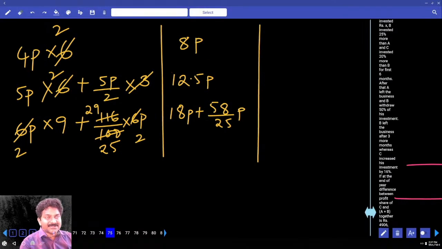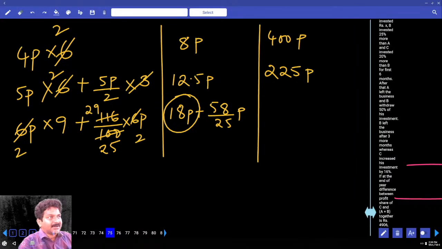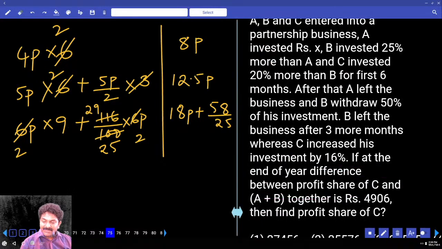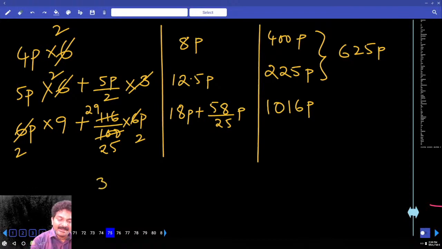So I am multiplying every number with 50. 58 times 50 is 400, 50 has 0 and the decimal can be cancelled. 125, 2 times, 225. 50 times of this number 900. 50 times of this number 116. 900 plus 116, 1016 parts. Now we were given the difference between C share and AB share. A and B both together receive 625 parts. C is getting 1016. Difference is equal to 391 parts. Is that okay?